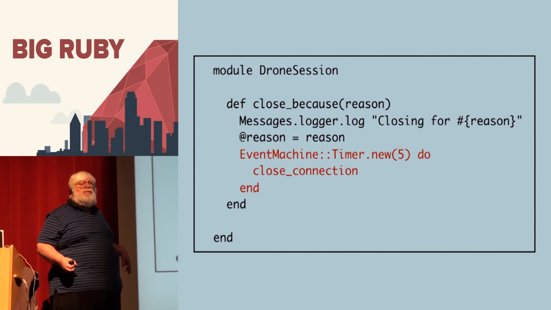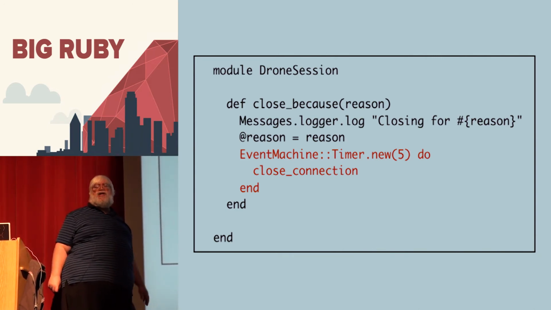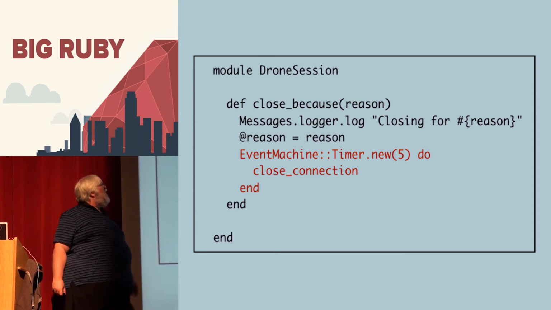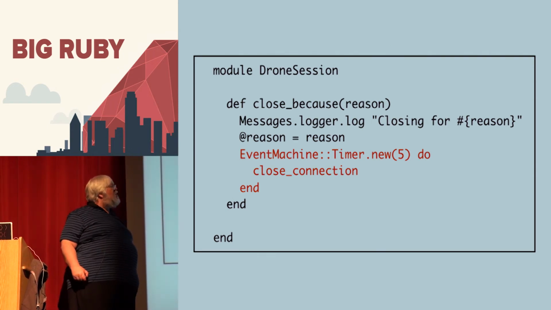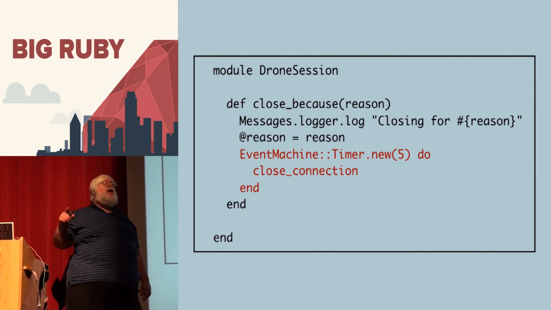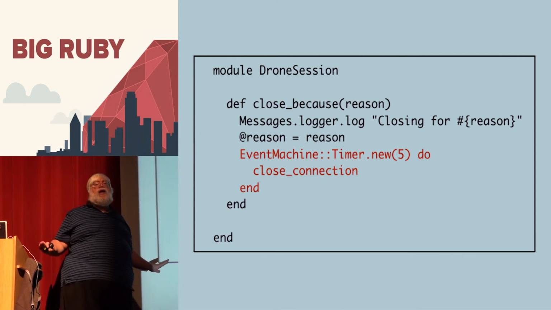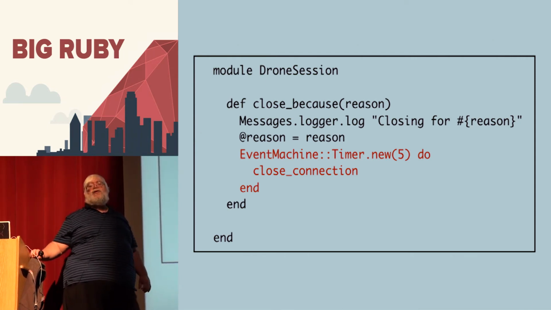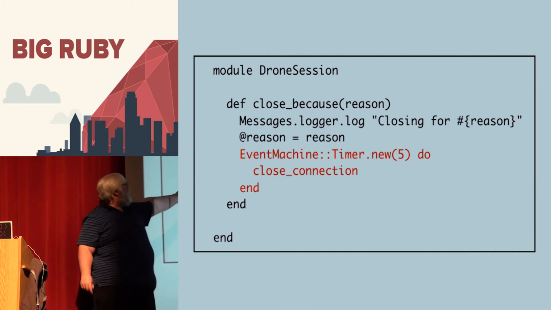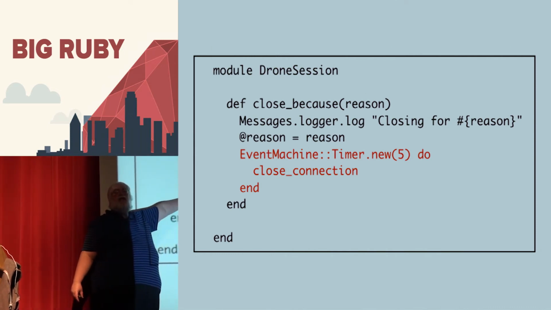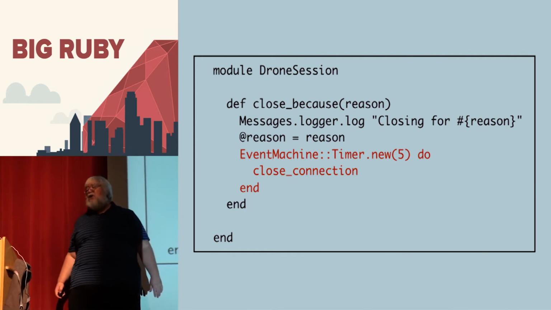For example, here's a program I didn't show you earlier, but here's when someone requests our drone session to shut down. We log the reason he's being shut down, and then we set a timer for 5 seconds. And you say, okay, in 5 seconds, close the connection. That'll let any outgoing messages get out of the way and lets it quiet down a little bit before we actually do the shutdown. So this close connection is a callback. Everything that happens asynchronously in an evented program has to be put into a callback to be called later.